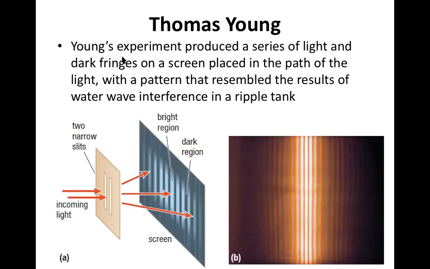And the results of his experiment produced a series of light and dark fringes on a screen placed in the path of the light, with a pattern that resembled the results of the water wave interference in the ripple tank. So remember when I said you're walking across a room that has 2 speakers? So this is the interference pattern, and you capture the light on a screen and you will see light, dark, light, dark, light, dark, light, dark, and obviously the middle is a lot brighter.